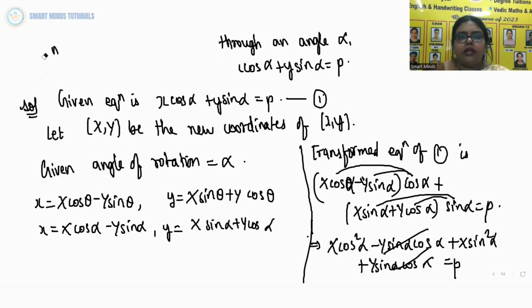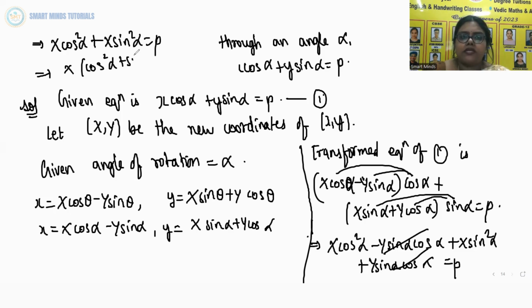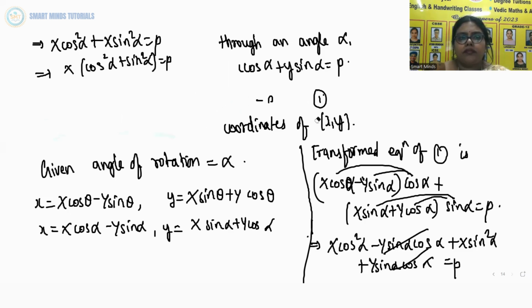So the remaining part I am writing over here. So you get X cos square alpha plus X sin square alpha is equal to p. Now you take X common. X into (cos square alpha plus sin square alpha) is equal to p. Now from trigonometry we know that cos square alpha plus sin square alpha is 1. So the final equation is X is equal to p.